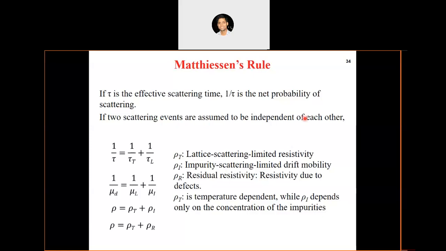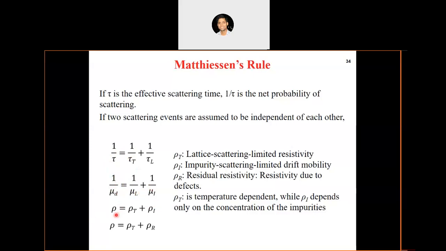So we can assume them to be independent of each other, and when they are two independent events, we can simply add their probabilities. So 1 upon tau, which is the effective scattering time, should be equal to 1 upon tau L plus 1 upon tau I. Tau I is the mean scattering time because of scattering from impurities. We know the drift mobility is directly proportional to mean scattering time, so this translates simply into 1 upon mu is equal to 1 upon mu L plus 1 upon mu I.